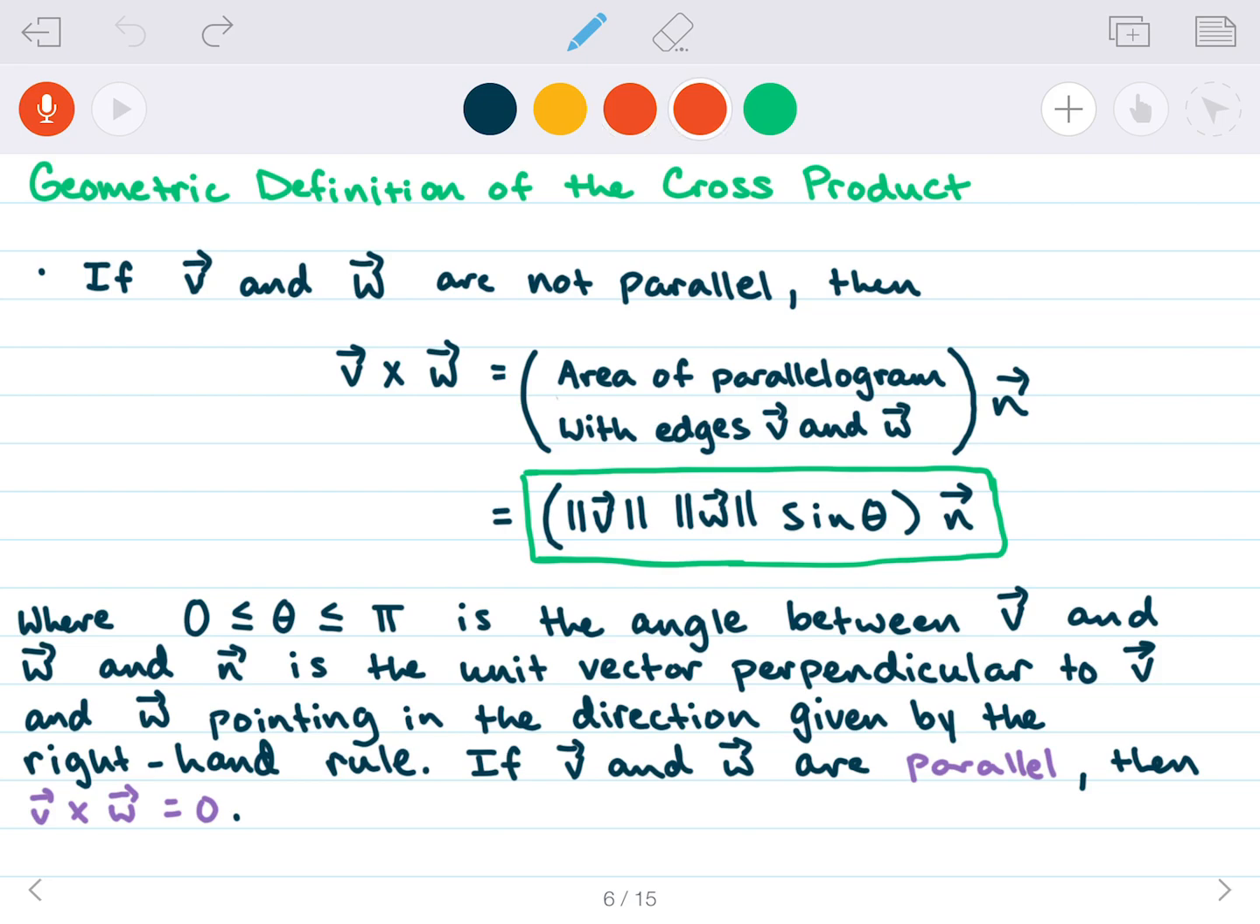And an important little tidbit is if v and w are parallel, then the cross product is equal to 0. And why is that? Well, because think about it, if v and w are parallel, then they're laying on the same line, right? They're pointing in the same direction, and so they can't form a parallelogram. And hence the area of the parallelogram would be 0, right? Because there is none. And so the whole cross product would be 0 as well.